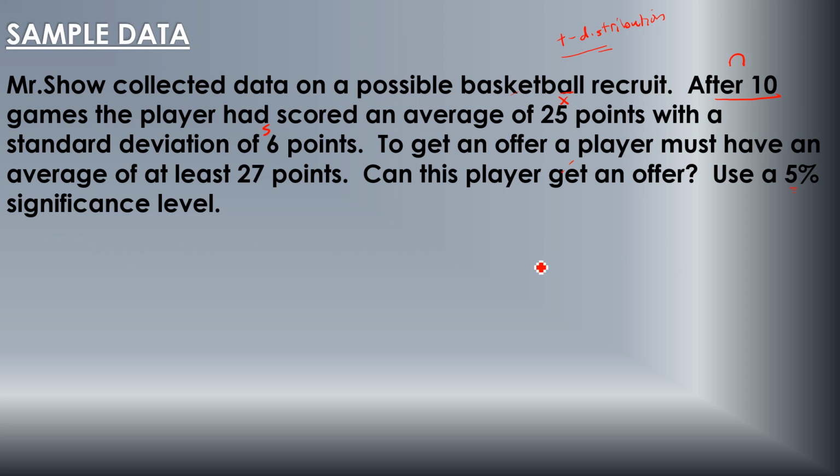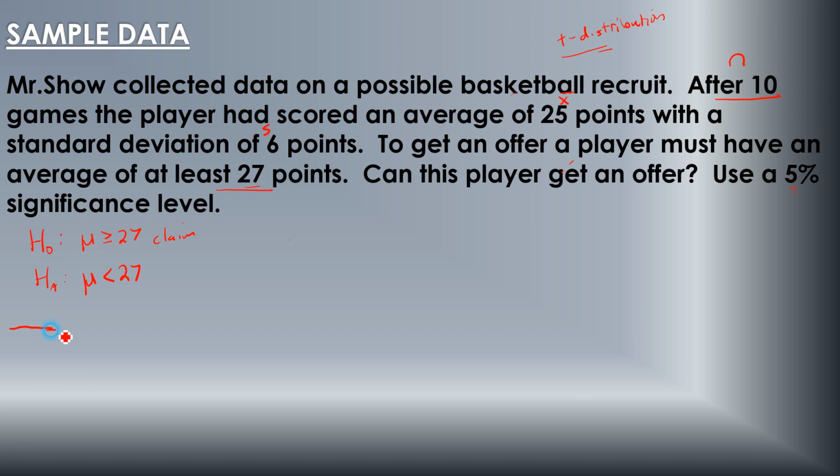So let's draw a picture of this test and also get our hypothesis down. So we have our null and alternative, and just like with the z test, we're going to identify these the same. A player must have an average of at least 27 points. So mu is greater than or equal to 27. This is our claim. Now, how do I know what the claim is? The player wants the offer, right? So the claim is, yeah, I make 27 points or more. So our alternative is less than 27 points.